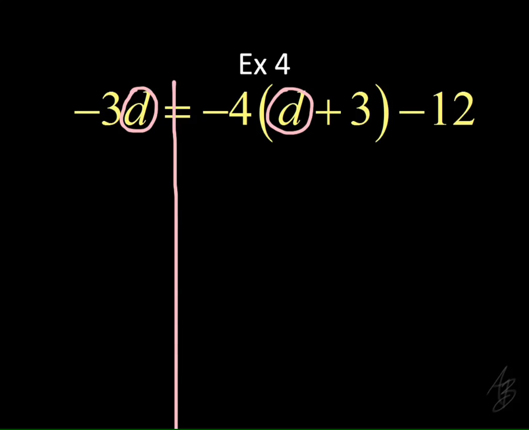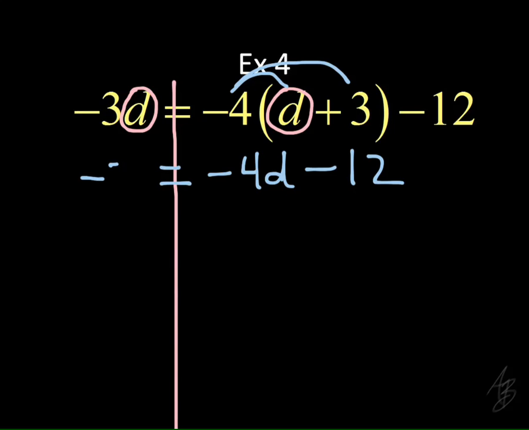So once we circle the variables and draw the line, the next thing we're going to do is simplify each side of the equation, and we'll start that by distributing. Negative 4 times d is negative 4d. Negative 4 times positive 3 is negative 12. And everything else just comes down. So we've got our negative 3d on this side, and we've got our negative 12 on this side.